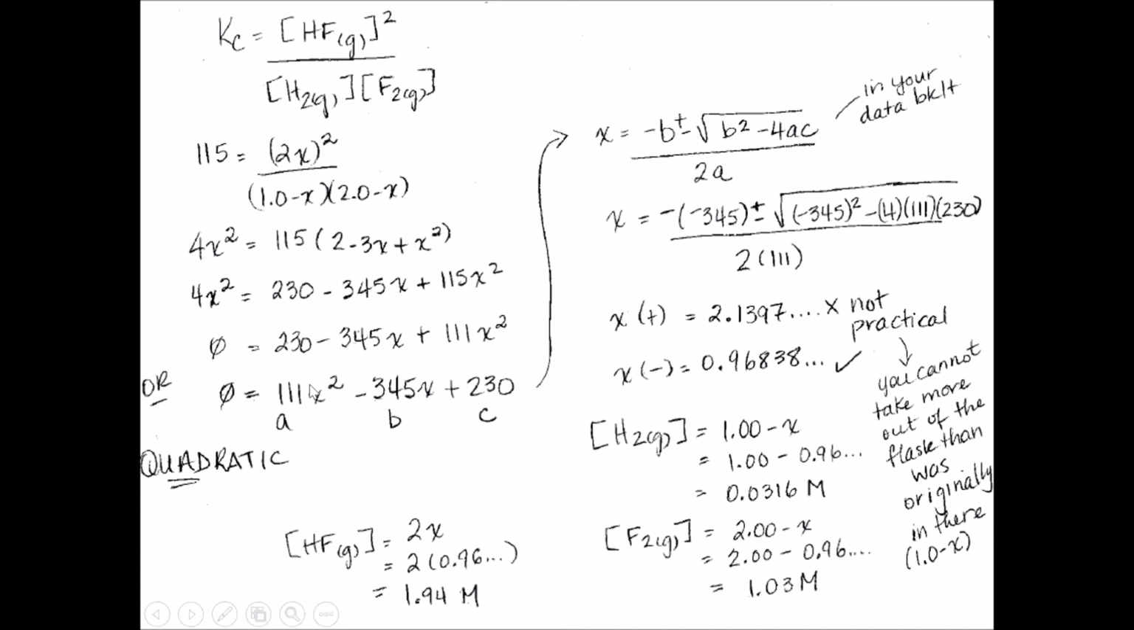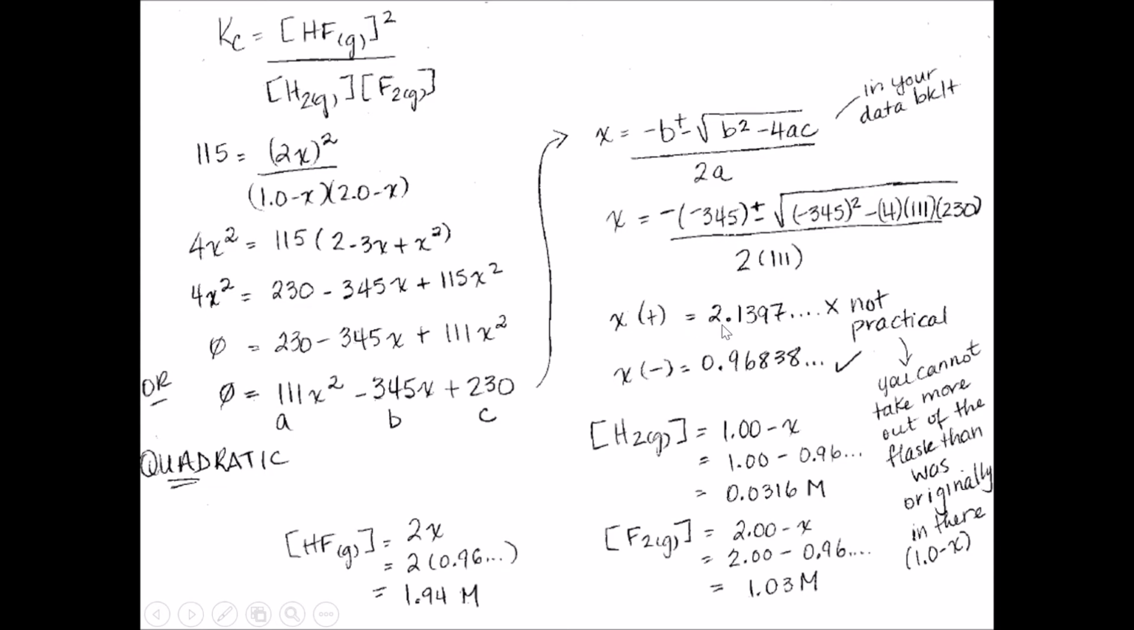We can then rearrange our equation to get all of our values to one side, which will eventually leave us with 111x squared minus 345x plus 230. We will then have to use the quadratic formula to solve for x. Once we complete the quadratic formula, we will be left with two x values.